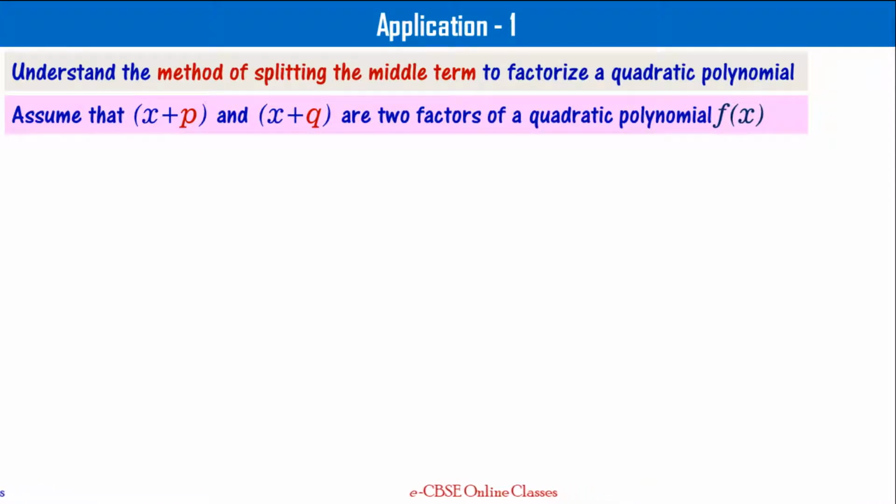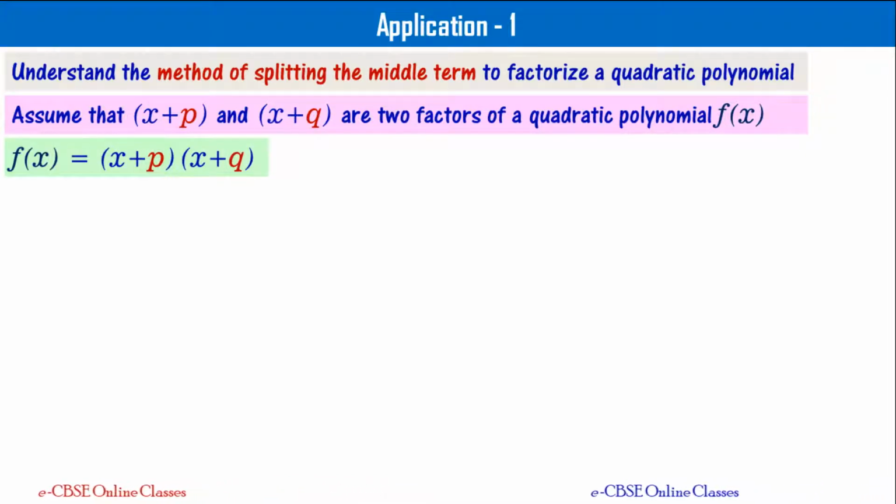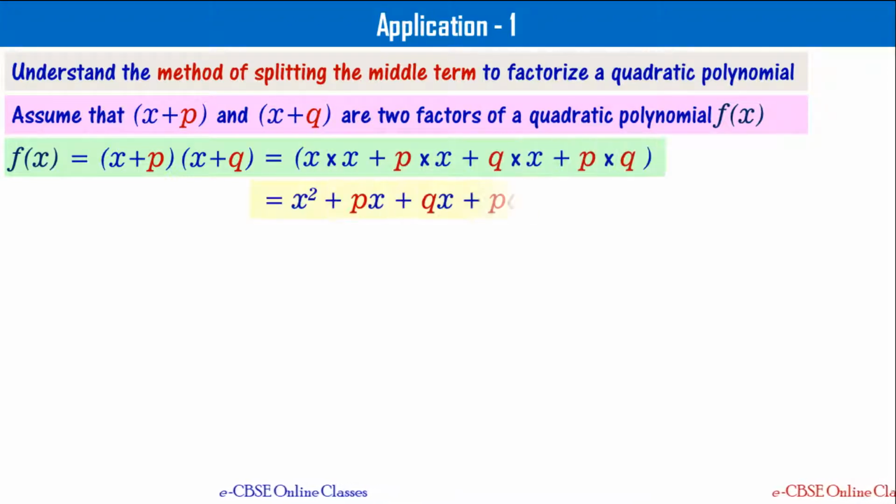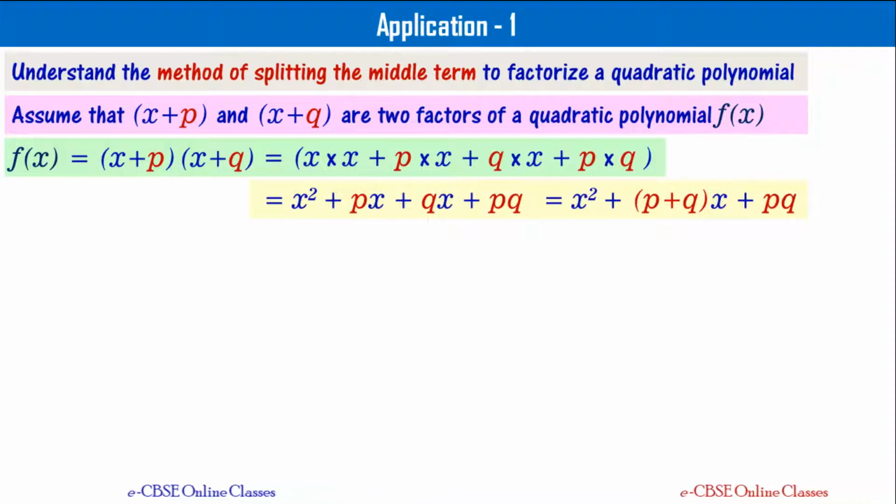Let us assume that x plus p and x plus q are two factors of a quadratic polynomial, that is f of x. Then we can write f of x equal to x plus p times x plus q. When you multiply these two terms and simplify it, you can write it as x square plus p plus q times x plus pq, right?